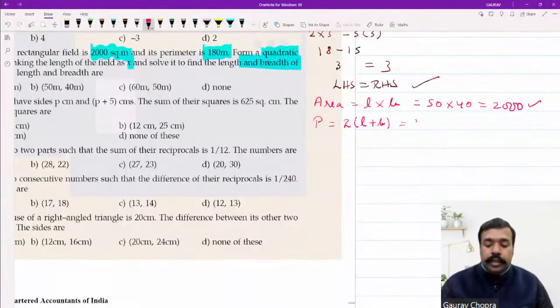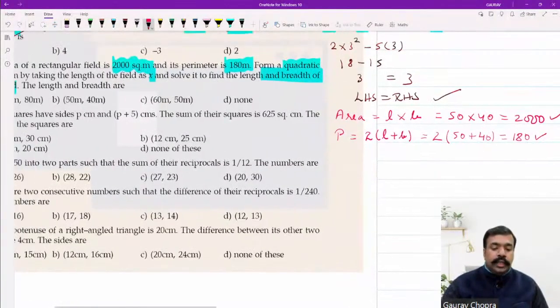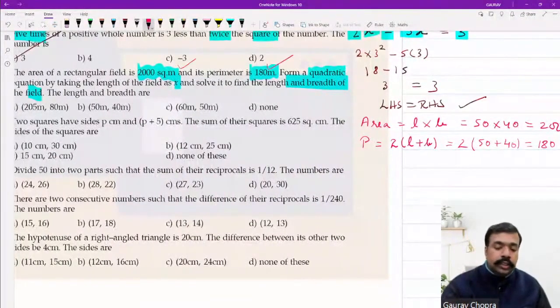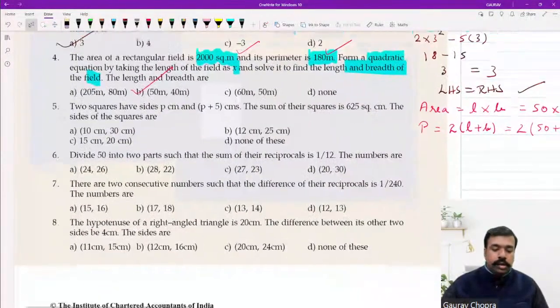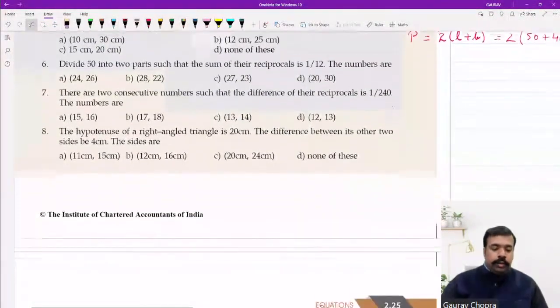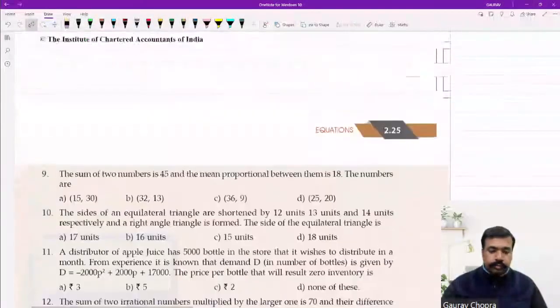So now, perimeter is 2 into what? L is 50 and B is 40. So we are getting 180. So perimeter is also getting matched. That means both the conditions are verified. Hence, option number B is correct. Okay, similarly, we can try some more.